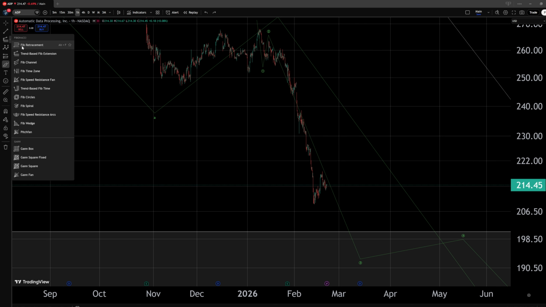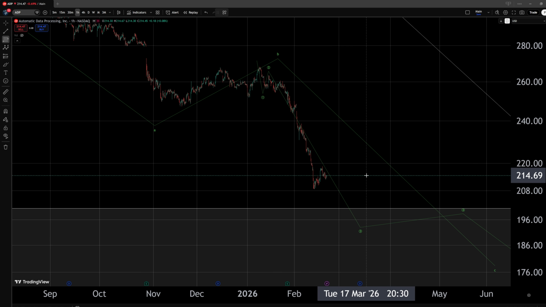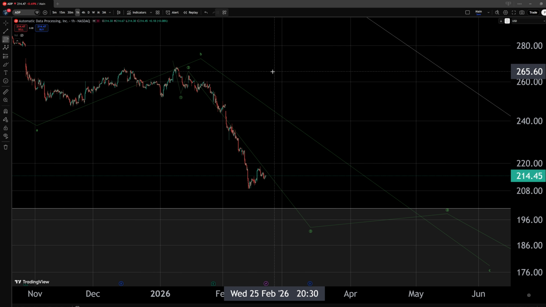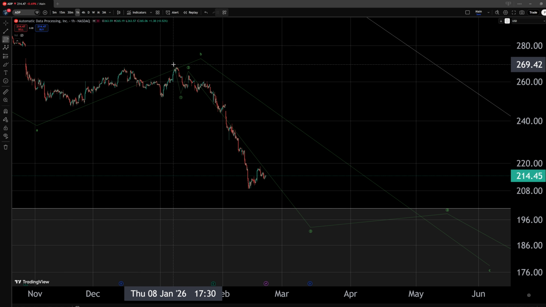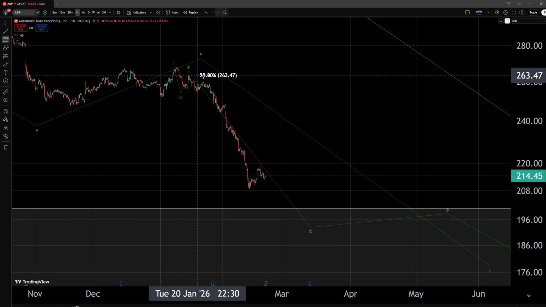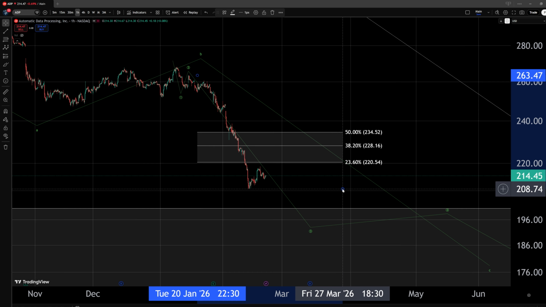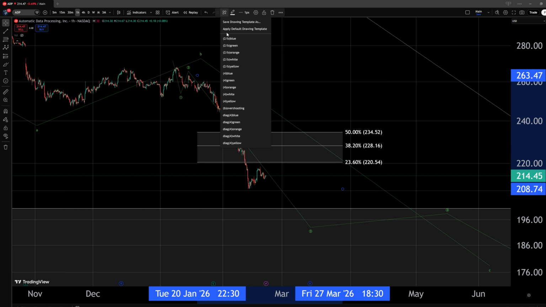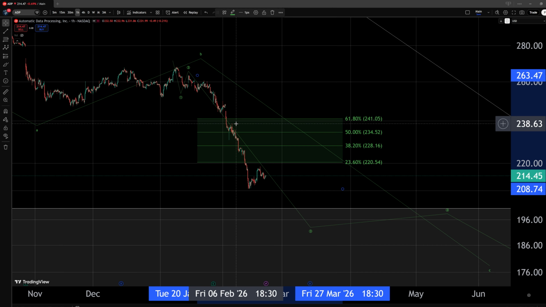Now, if we are to unfold this wave C as an ending diagonal, which is not to be ruled out, especially if we look here within a smaller time frame at the structures itself, we would be watching the 61.8% retracement as the last signal, the last level that would allow this pattern to actually unfold successfully. So that would be the $241 level.